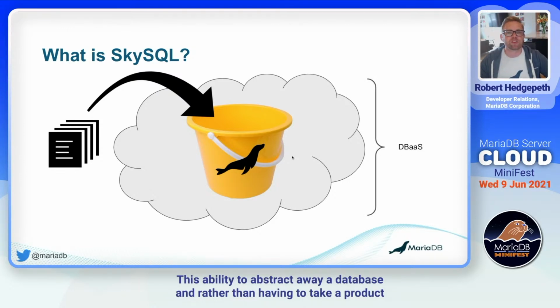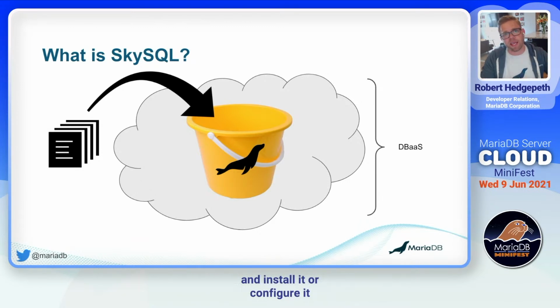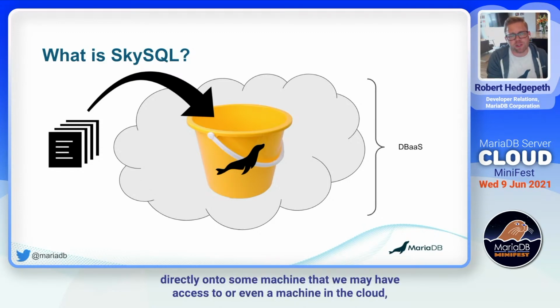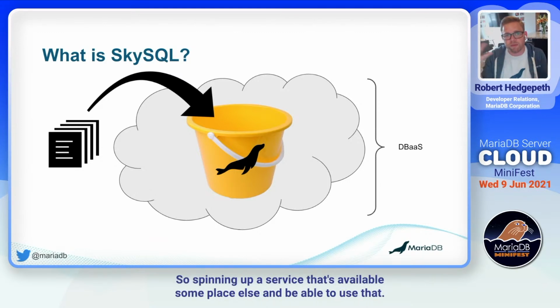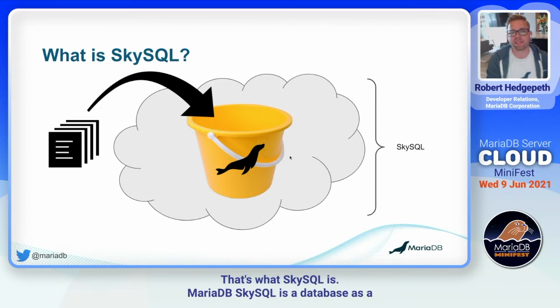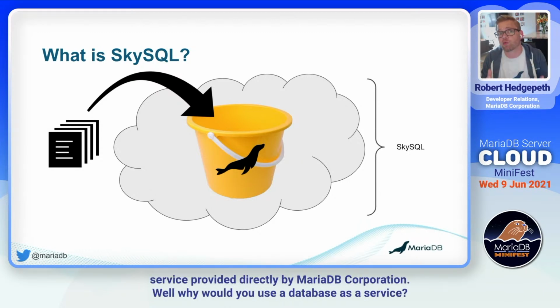This ability to abstract away a database, and rather than having to take a product and install or configure it directly onto some machine that we may have access to, or even a machine in the cloud, we can actually utilize a database as a service. So spinning up a service that's available someplace else and being able to use that. And that's what SkySQL is. MariaDB SkySQL is a database as a service provided directly by MariaDB Corporation.